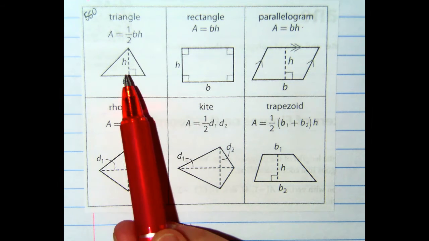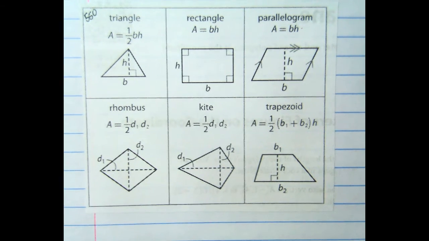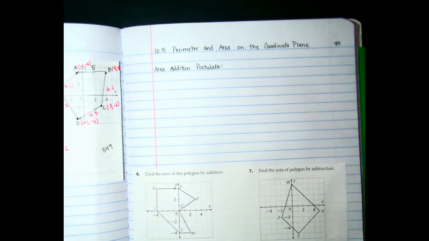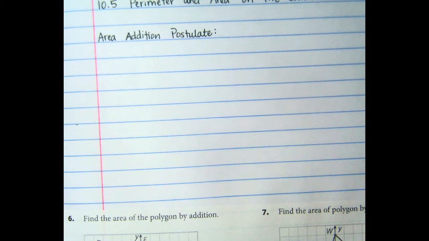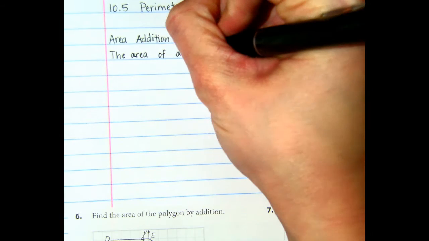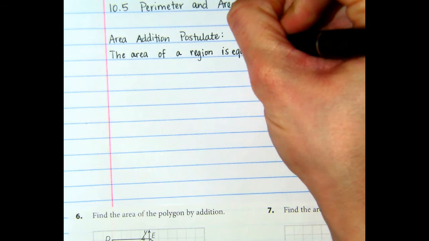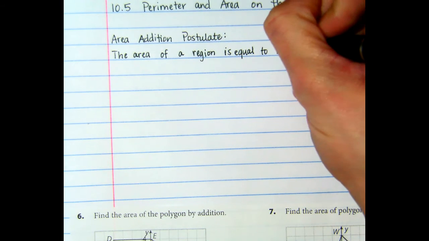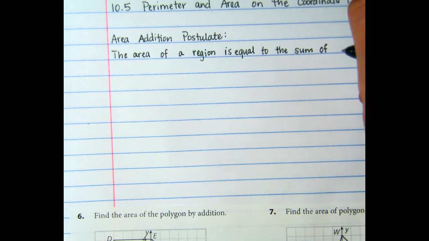But what I mean by you can divide these up into either a rectangle or a triangle really comes down to the area addition postulate, which we should have figured out in the beginning of class today. So the area addition postulate states that the area of a region is equal to the sum of the areas of the non-overlapping parts.